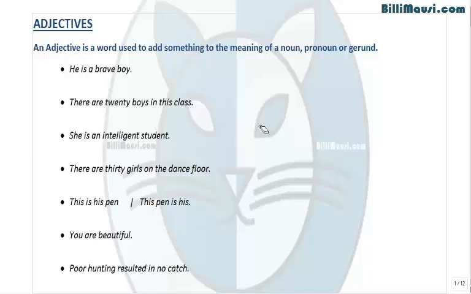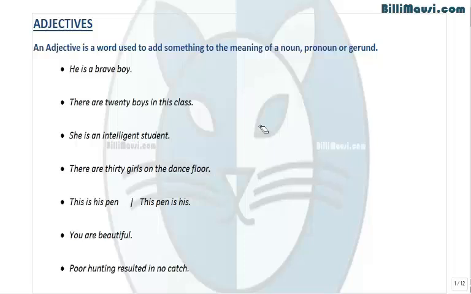Hi, in this video we'll learn all about adjectives. Basically we'll learn what are adjectives, whom do they modify, what are their functions, and what are the restrictions applied on them. We have been learning since our childhood that adjectives are nothing but describing words.